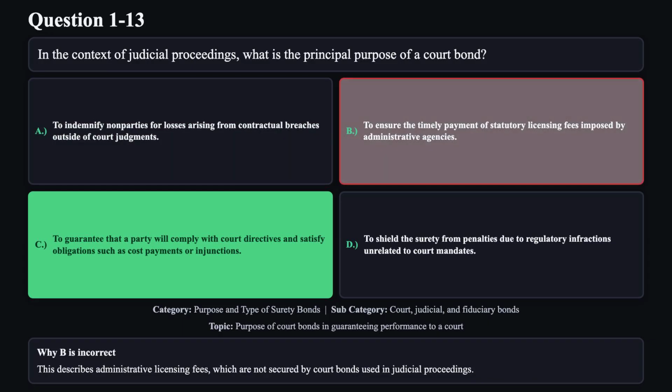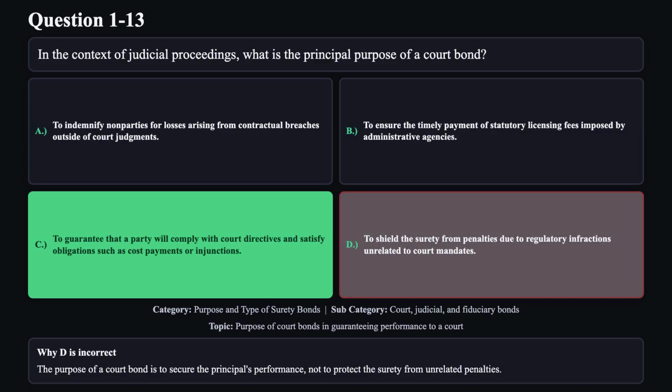Reason B is not correct. This describes administrative licensing fees which are not secured by court bonds used in judicial proceedings. Reason D is not correct. The purpose of a court bond is to secure the principal's performance, not to protect the surety from unrelated penalties.